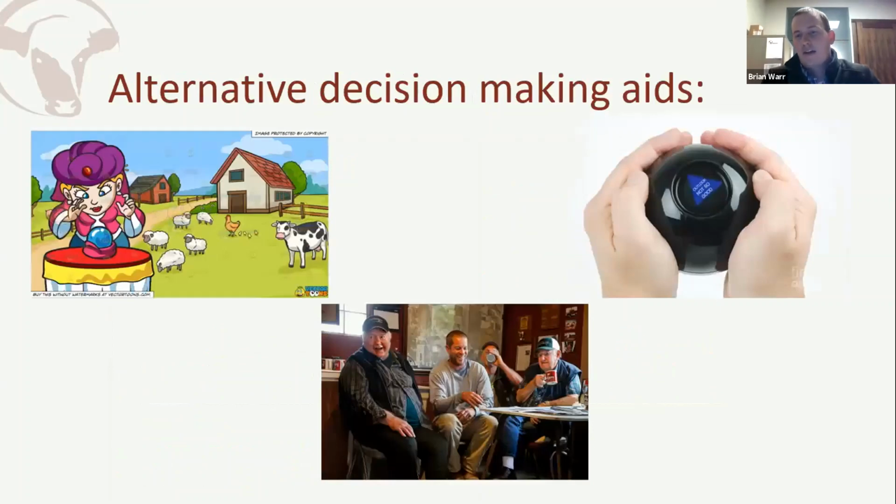But if a logical method, sitting down and really working through your decision-making process, doesn't appeal to you, you can try the other alternatives. You could have a fortune teller, or you could have a crystal ball. Maybe you want to have the magic 8-ball here that says outlook not so good. Or I think what we mostly do is go to the coffee shop or somebody's basement where we have coffee, and discuss what we should do with our cattle and if backgrounding is a good decision.